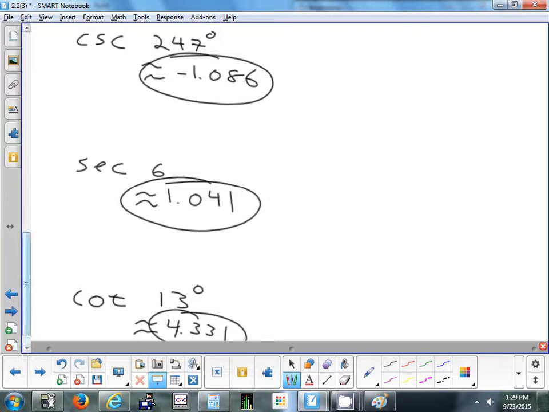Okay, so the last 5 or 6 questions on the test, they'll all be calculator questions. Make sure you specifically know how to do the secant, cosecant, and cotangent.